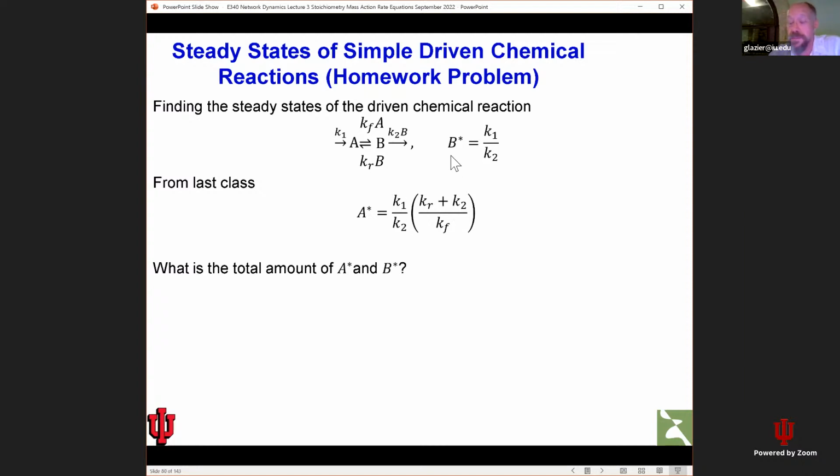An easier way to do that, perhaps, is to do it in the other order. What is B star? B star is equal to K1 divided by K2, because the only loss in B is from K2. If I then plug in here, I get K1 over K2, and I have the KR plus K2 over KF.